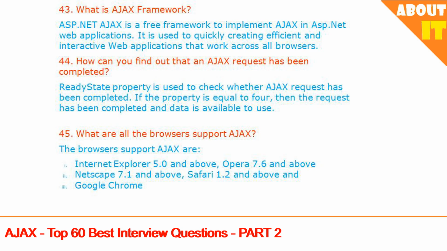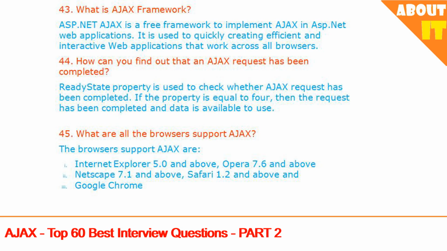44. How can you find out that an AJAX request has been completed? Ready state property is used to check whether AJAX request has been completed. If the property is equal to 4, then the request has been completed and data is available to use.